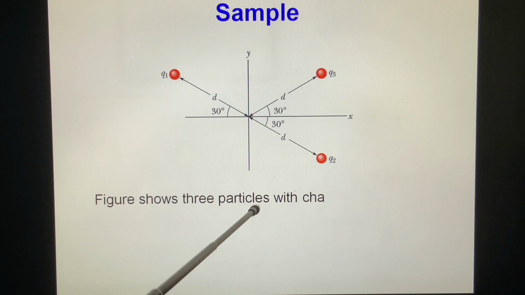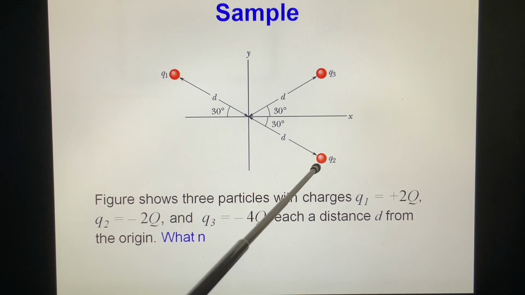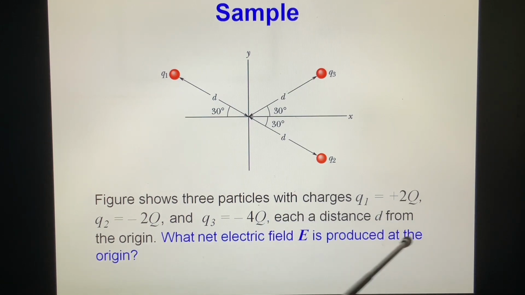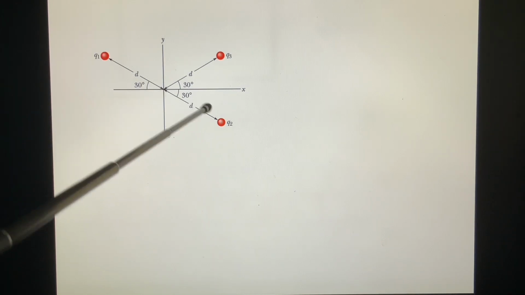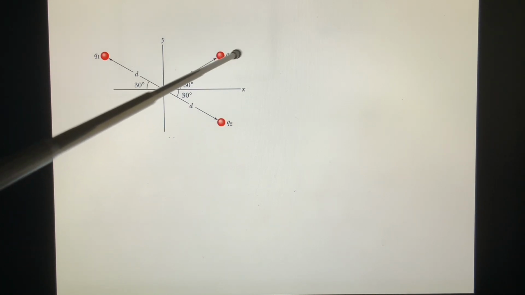Sample. The figure shows 3 particles with charges q1 equals plus 2q, q2 equals minus 2q, and q3 equals minus 4q. Each is a distance d from the origin. They are the same, d. What net electric field E is produced at the origin? We find the E at this point. This is q, this is q, so this is 2q, this is minus 2q. So at this point, this E produced is in this direction. And this negative charge gives this direction. This negative charge goes this direction.